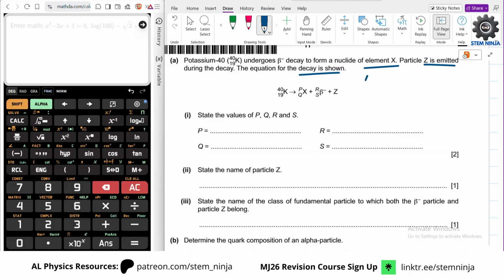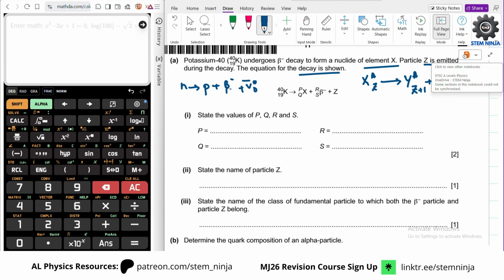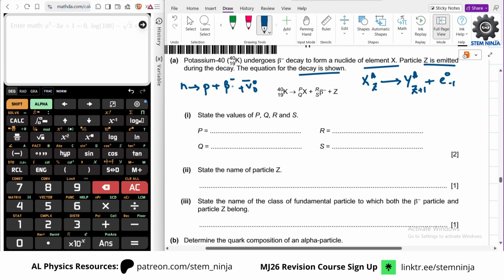So remember, when we have beta negative decay, one neutron converts into a proton, a beta negative particle, and an antineutrino. So the mass number remains the same, however the proton number increases. We have beta negative, mass is 0, charge is 1 basically, and we have antineutrino 0, 0.